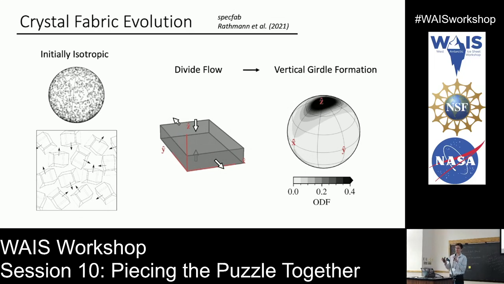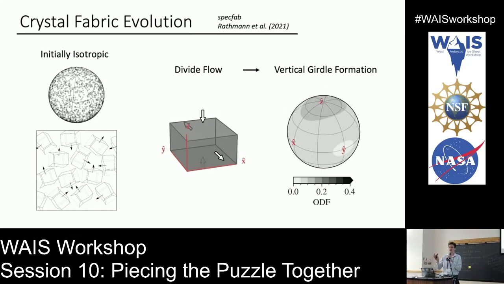So for folks who don't spend a lot of time thinking about individual ice crystals, I just wanted to brief you really quick. Ice should be deposited isotropically at the surface, meaning that snowflakes fall randomly on the ice sheet surface. But then as the ice deforms, those crystals rotate based on how the ice is forming.